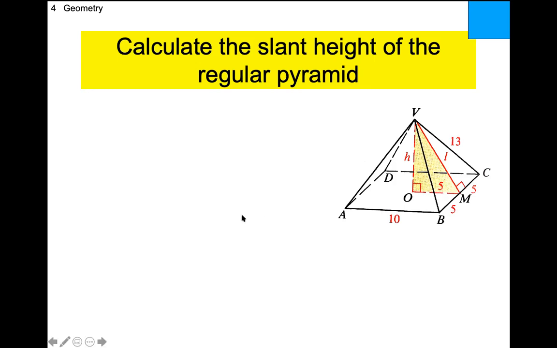Last and final, we got one bit of information here, this 13. It's kind of hard to see what they're trying to say. They're saying that the length of VC is 13. So that's my basic setup, and we're asked to calculate the slant height, the L right there.